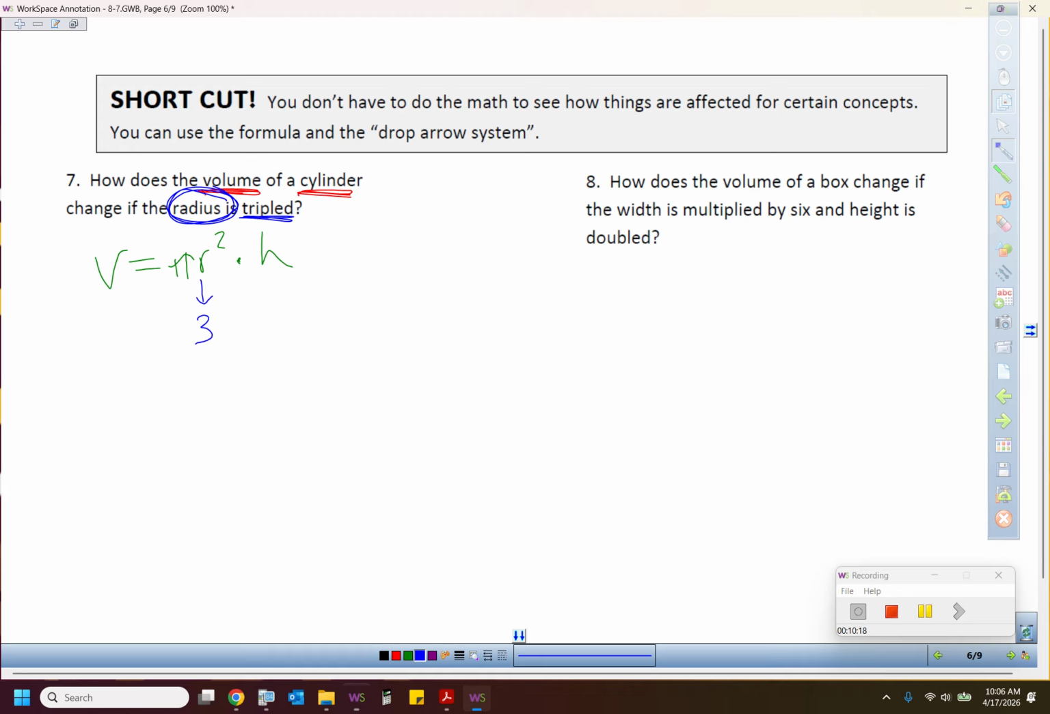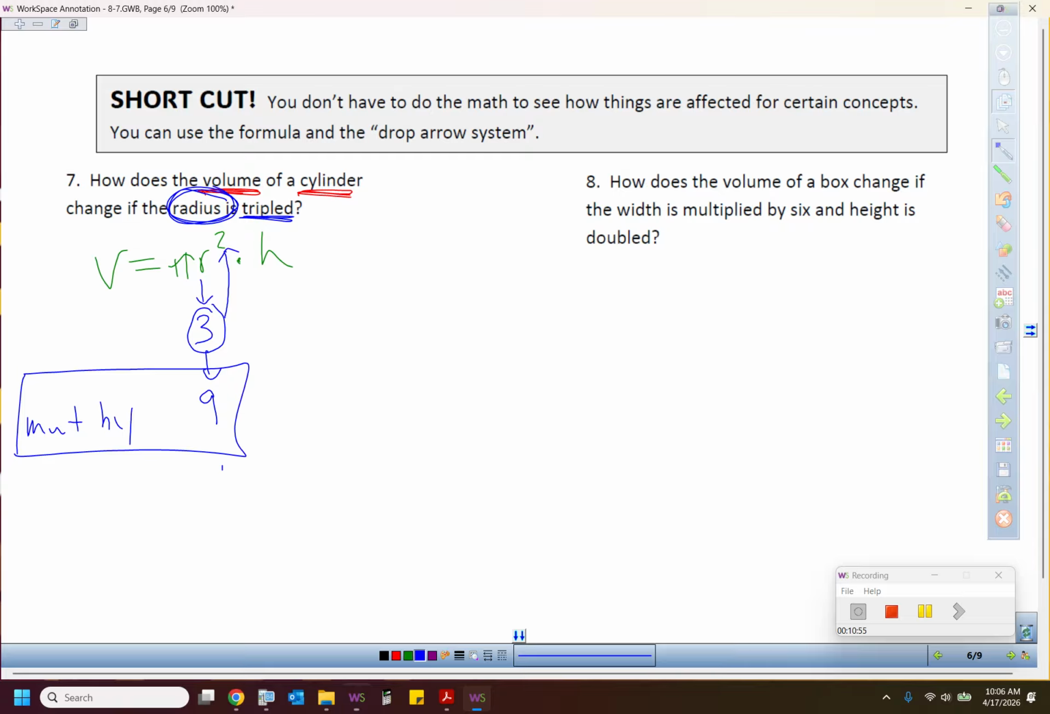But there's one more move. We have to take this number, I like you to circle it, and draw an arrow up to any exponent that you see. And that 3 has to get squared, because isn't the radius getting squared in this formula? And help me out, what is 3 squared? If you need to punch that in, that's fine. What's 3 squared? That's what I asked. What number is going to pop out of that system in the drop arrow? A 9. That is what's going to happen. If they did something to the height, we would drop an arrow under that as well, but they did not. So our answer is multiplied by 9. That's how the volume of a cylinder would change if the radius got tripled.